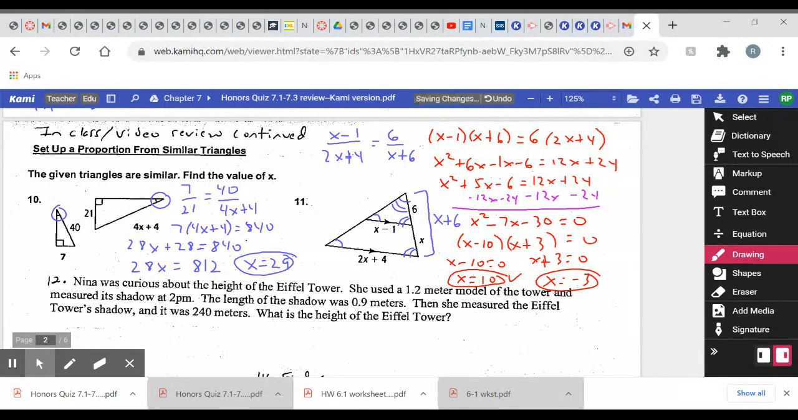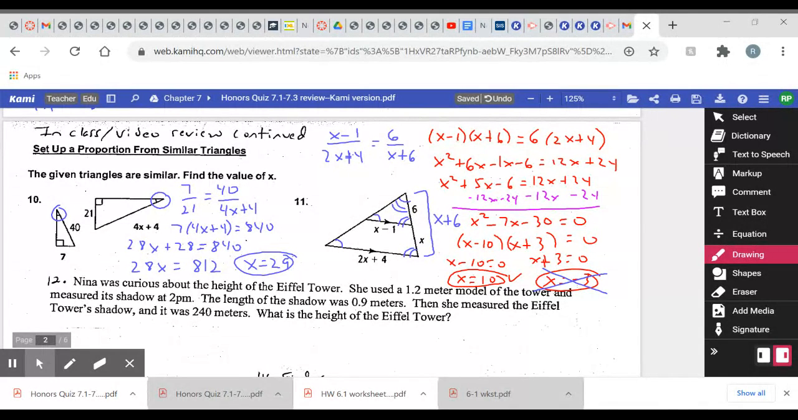If I take the negative 3 and try to plug it back into the picture, then I would end up getting, say, the bottom of the little triangle would be negative 4. Well, that doesn't make sense. The bottom of the big triangle would be negative 6 plus 4, which is negative 2. The right side of the triangle, that x would be negative 3. I can't have a negative length in the triangle. That just doesn't make sense. So I'm going to cross that answer out. So that means that one is not really a solution because it doesn't make sense for the geometry picture. It's a solution to the algebra, but it doesn't fit the geometry. So that's why I'm crossing that one out.